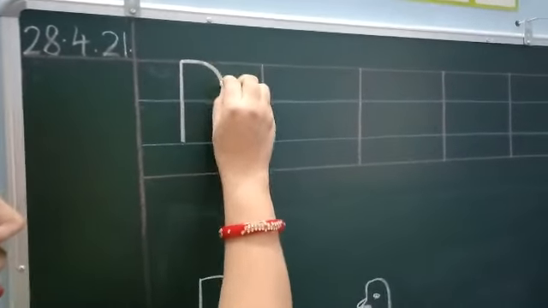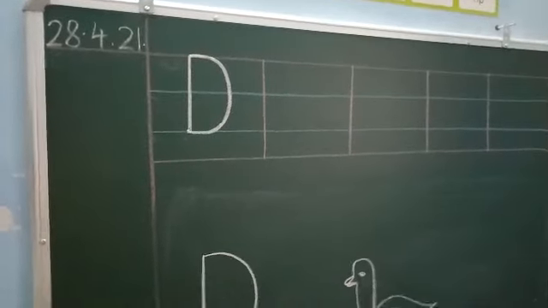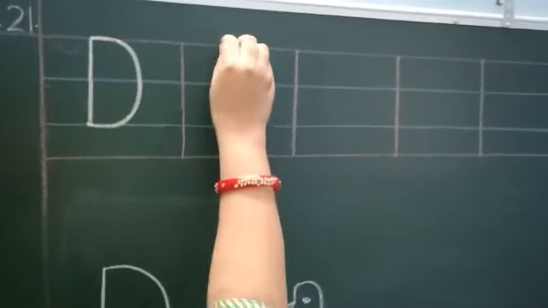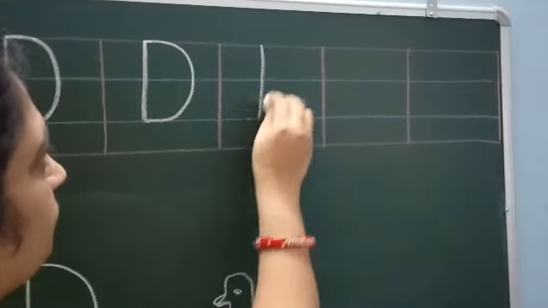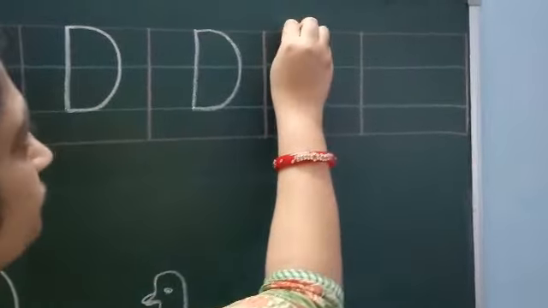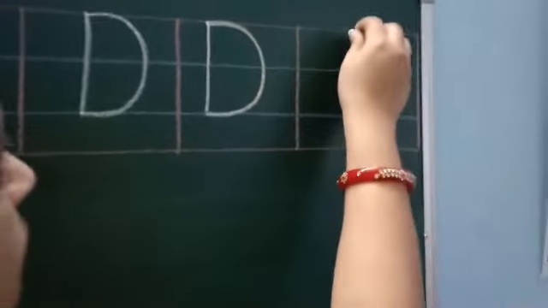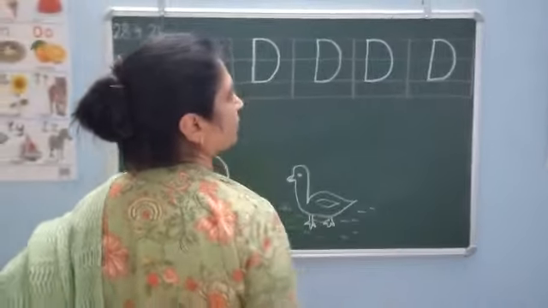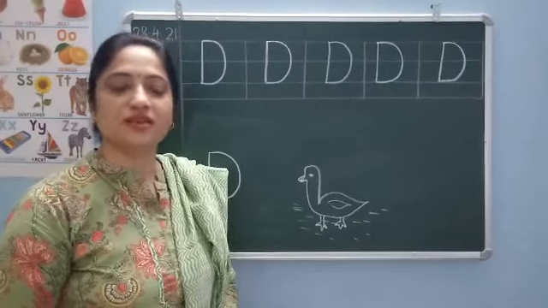You have to start from the red line and you have to bring it till the second blue line, and then you have to join it with the standing line. In this way, you have to write capital D. Like this. With firm hand, you have to write. Okay. In this way, children, you have to write capital D. Now, I will show you how you will write in your notebook.